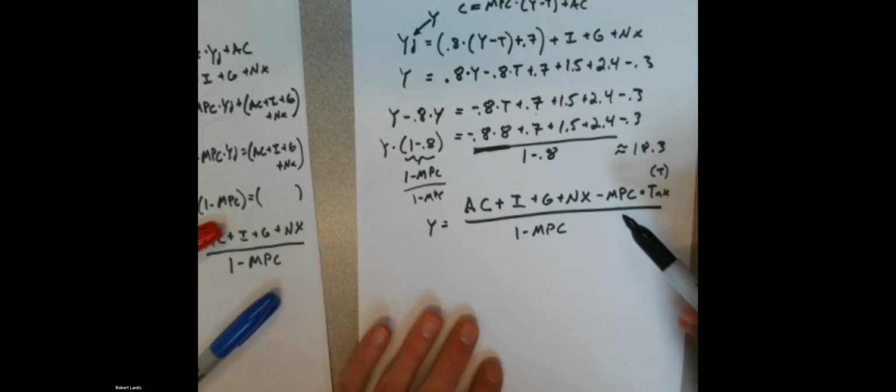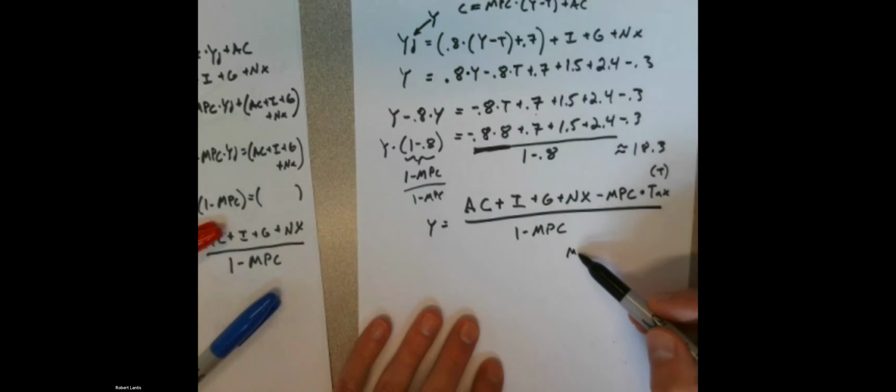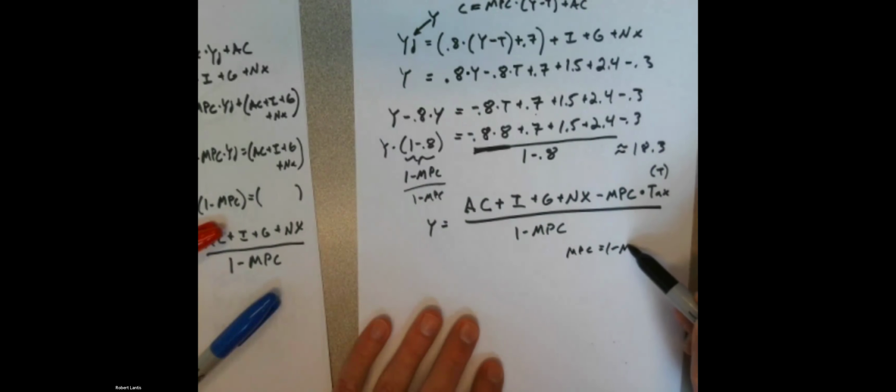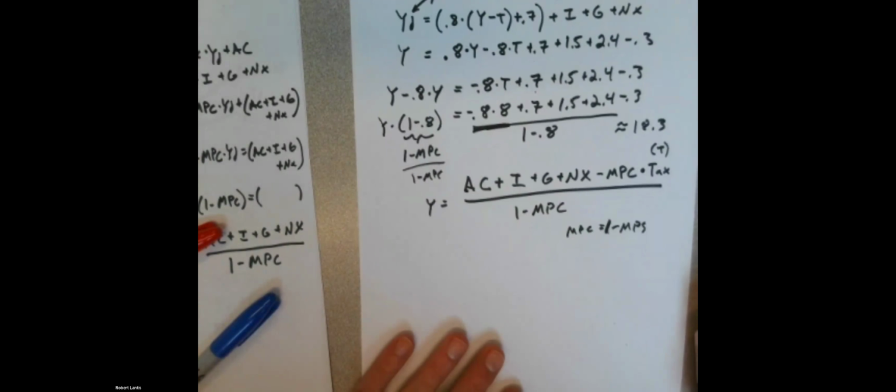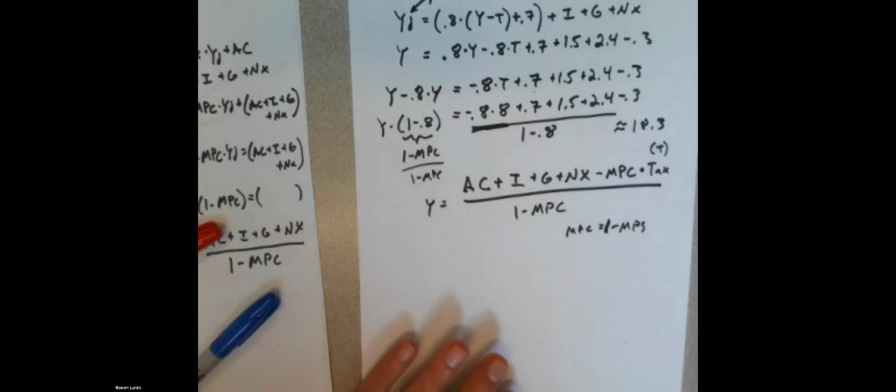Now, once again, if I didn't tell you the marginal propensity to consume, we always know that it would be equal to 1 minus our marginal propensity to save. So if I gave you the marginal propensity to save, you could always back out what the marginal propensity to consume was. Okay. Any questions on this before we keep moving?